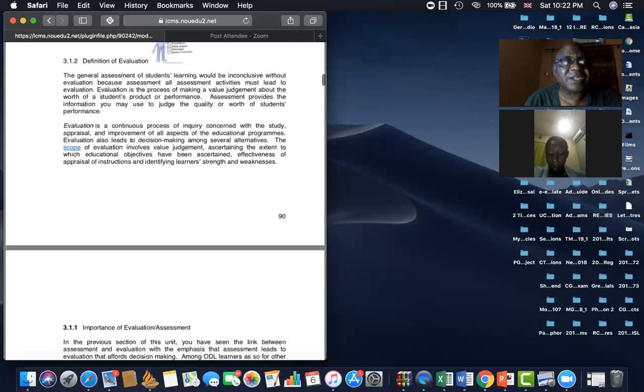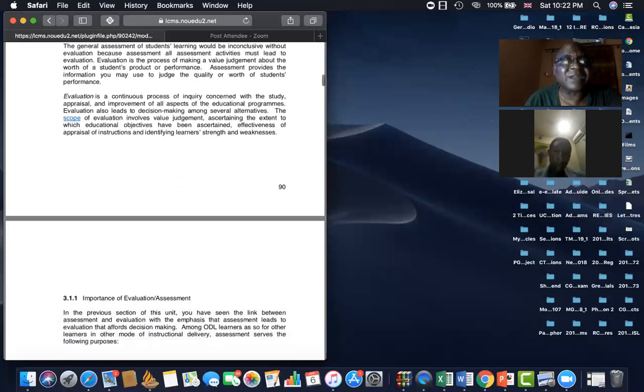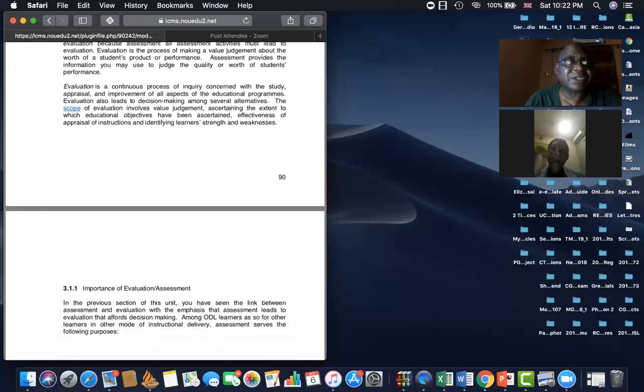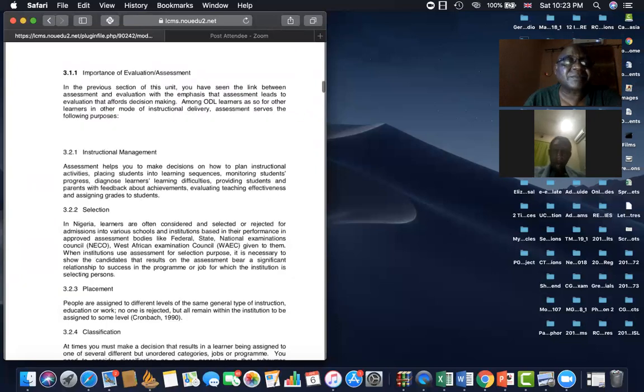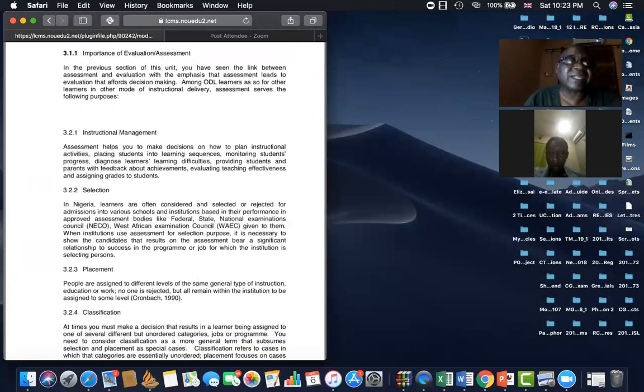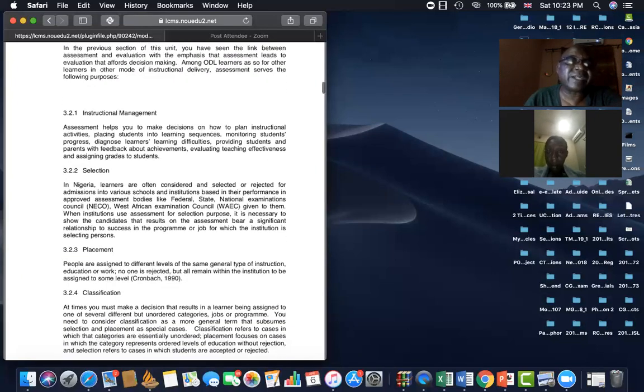So evaluation leads to decision making among several alternatives. The scope of evaluation includes value judgment, the extent to which educational objectives have been ascertained, the effectiveness and appraisal of instruction, and identifying learners' strengths and weaknesses.